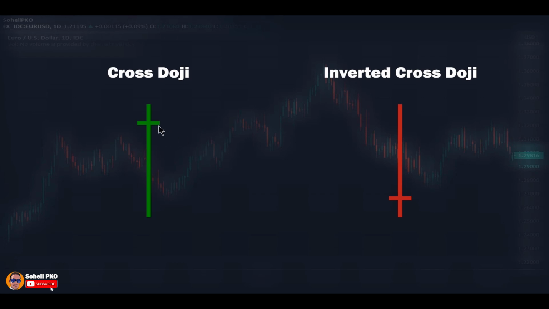Cross doji is similar to hammer and hanging man, and inverted cross doji is similar to inverted hammer and shooting star. The only difference is that in cross doji and inverted cross doji, the open and close are approximately equal and we don't have any activity between open and close, which shows a greater amount of indecision. So cross doji and inverted cross doji are more significant in giving possibilities for a change in the direction of the price, and they can be considered the ideal version of those candles.